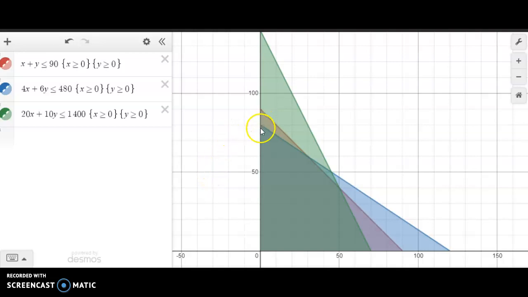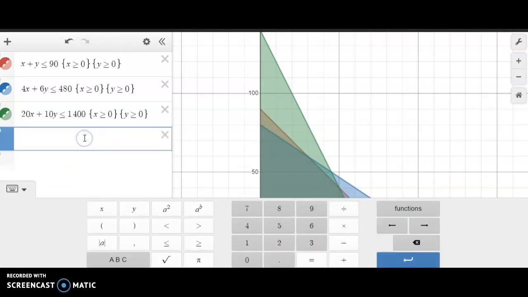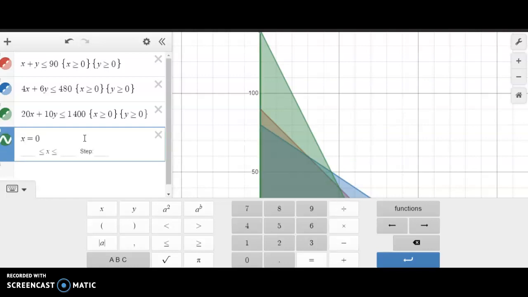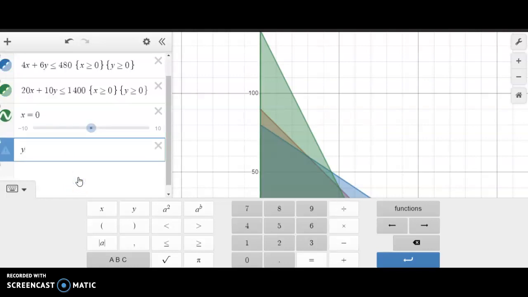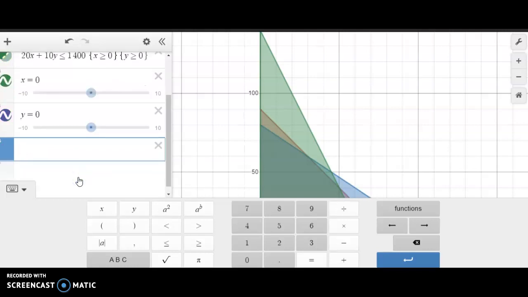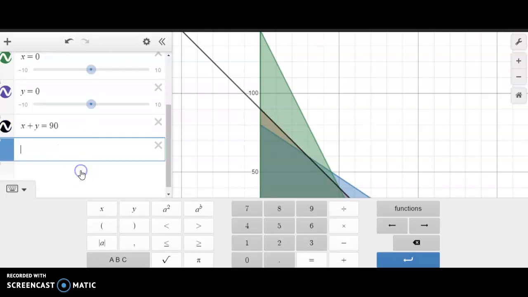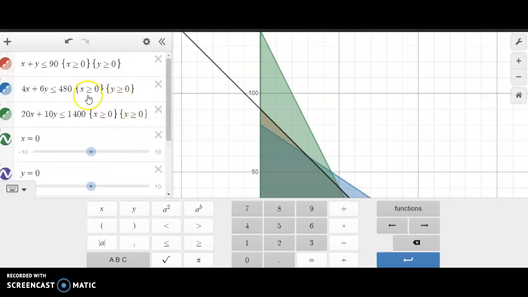Now we're interested, of course, in the points of intersection. Unfortunately, in Desmos, I can't just click on them when they're in the form of inequalities, but I can create equations that are very clickable. So I'll go ahead and put in my x equals 0. I'll put in the equations represented by the inequalities. Y equals 0. And I will put in x plus y equals 90. I will put in, what was up here? I'll put in this equation.